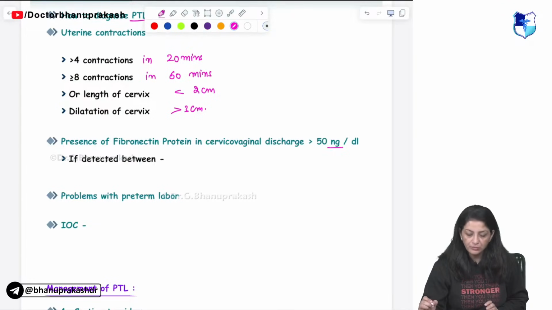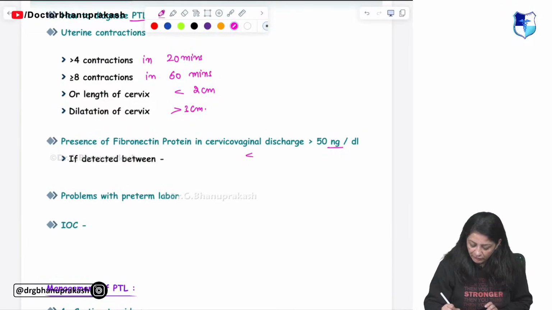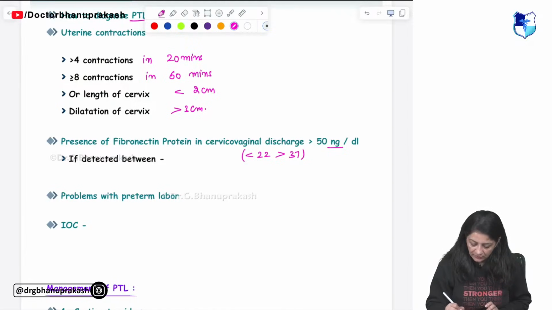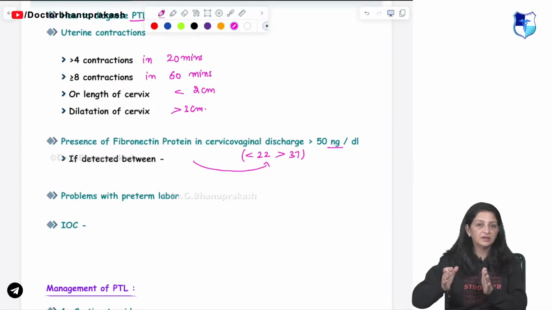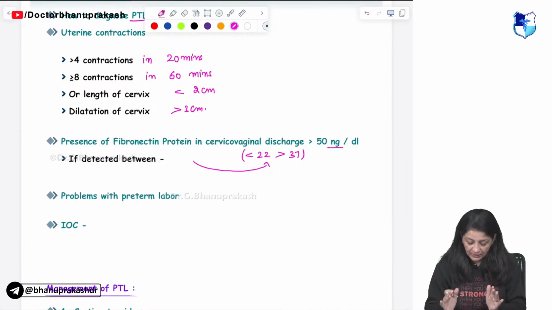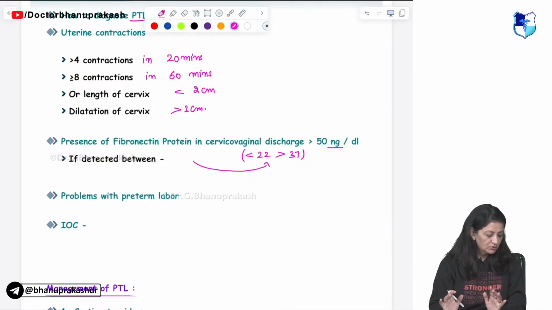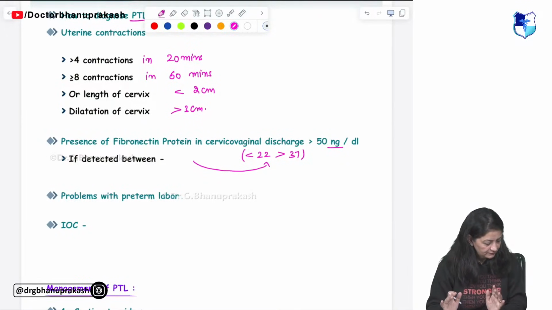Presence of fibronectin protein in cervicovaginal discharge more than 50 nanogram per deciliter. Normally, fibronectin protein is present before 22 and after 37 weeks of gestation. If detected in between the period of 22 and 37 weeks, then we can say this is a case of preterm labor.